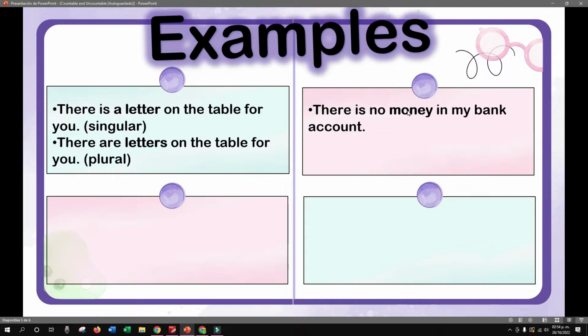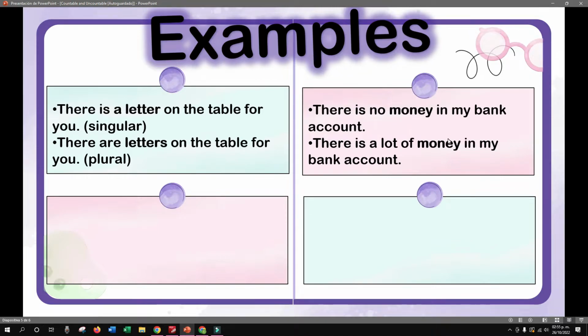Also you can have, there is no money in my bank account. Money, you know that there is uncountable. That's why you must use is, a singular verb, right? There is not money in my bank account. There is a lot of money in my bank account. Ven, a lot of money. Mucho dinero en mi cuenta de banco.